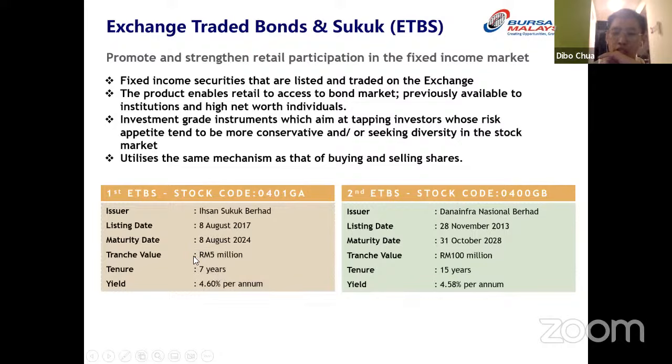What is the tranche value? Tranche value means the total value of the bond. So you can compare whether this bond is very huge for the company. Let's say, for example, Anson Berhad itself has $1 billion in assets. So this 5 million is actually kacang putih to them. So you don't have to worry, they can pay off this bond very easily. Tenor means the maturity time, 7 years. Yield, if you invest right now, is 4.6% every year. So this is how we look at the bond, and then try to buy and sell.